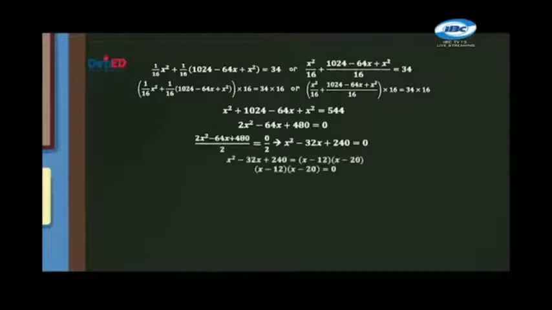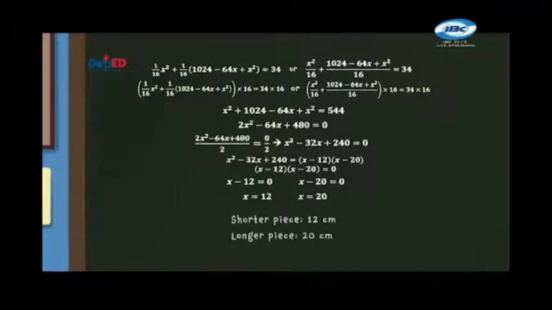X squared minus 32x plus 240 is equal to the product of the binomials x minus 12 and x minus 20. Hence the equation: x minus 12 times the binomial x minus 20 equals 0. Equating each factor to 0, we can arrive at these values of x, 12 and 20. We let x be the length of the shorter piece, hence x must be 12.